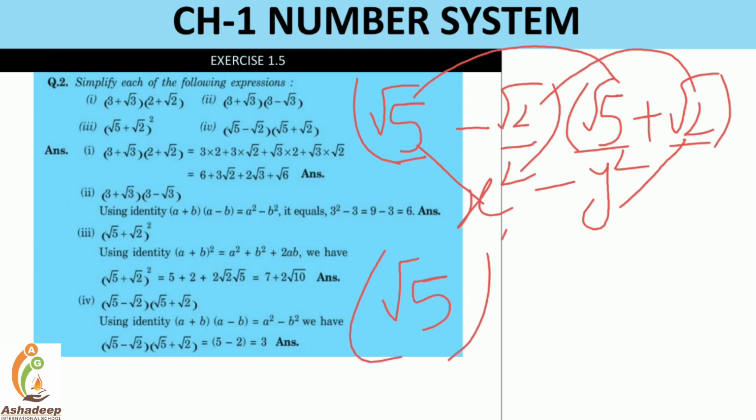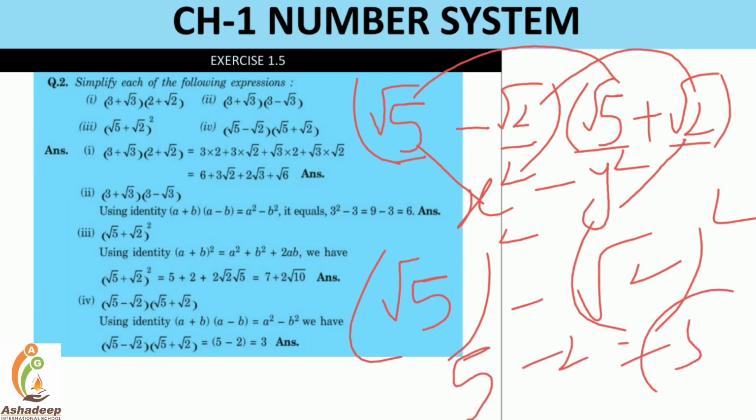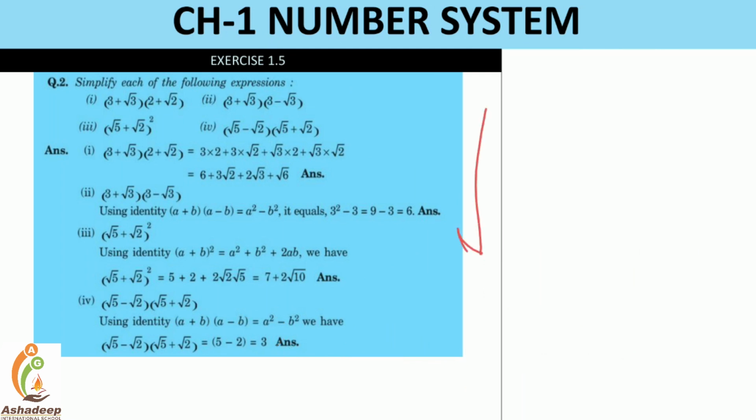So root 5 square minus root 2 square. It is 5 minus 2 is equal to 3. See, this is the answer, 3. Right? So in this way, you can solve these sums.